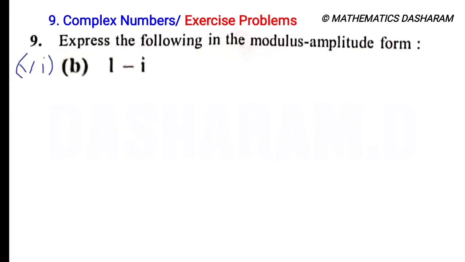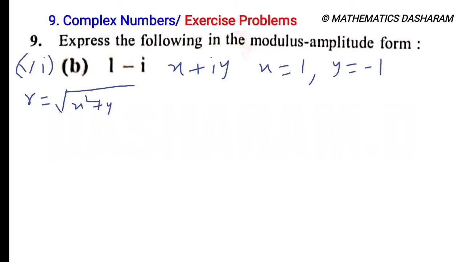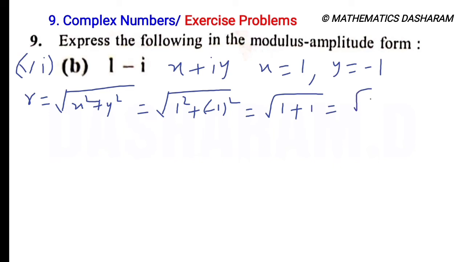Question B, 1 minus i. Compare with x plus iy. So x value is 1 and y value is minus 1. First we need to find the r value. That is under root x square plus y square. Substitute x and y values: 1 square, minus 1 square. 1 square is 1, minus 1 square is 1. So r equals root 2.